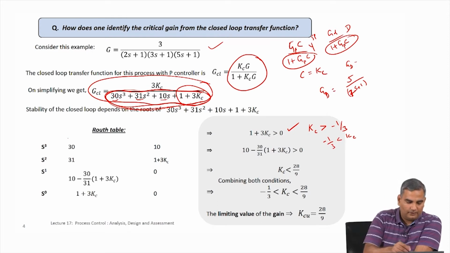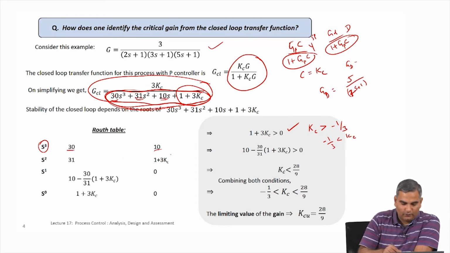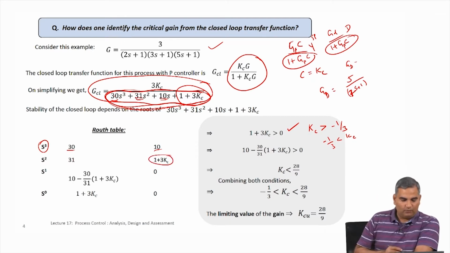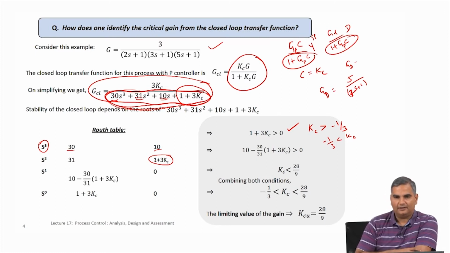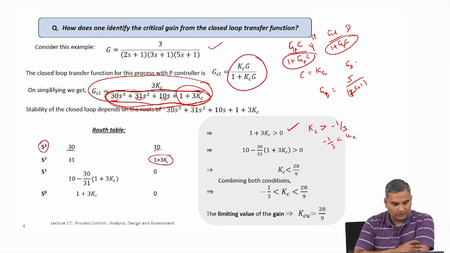Remember the first term is s cubed. You put 1 and 30, and for s squared it is 31 and 1 plus 3 Kc. I spent lots of time in the last lecture showing many cases where the root table is constructed, so you follow the same procedure. The slide is on the screen. After listening to this video, you can go and do this computation yourself.